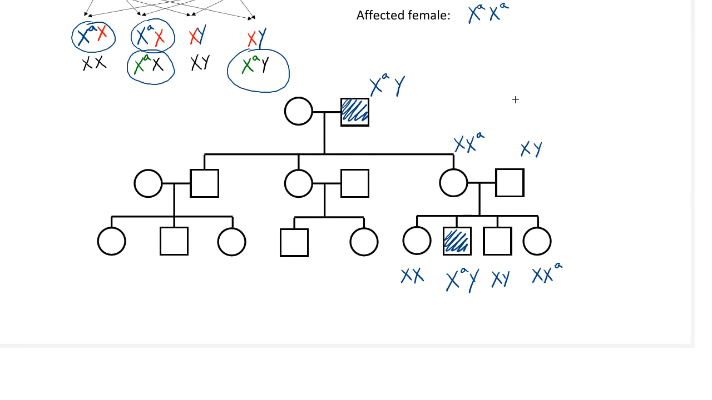So that's X-linked recessive inheritance, and earlier we saw autosomal dominant and autosomal recessive inheritance.